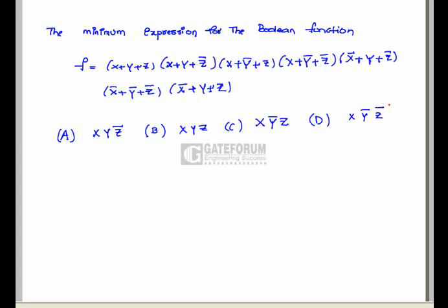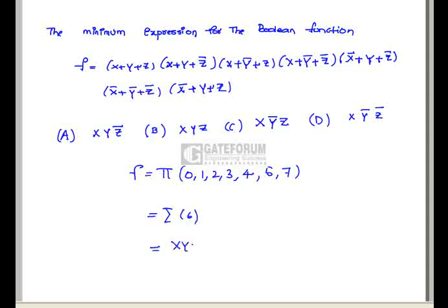Question is the minimum expression for the given Boolean function. Here f is given in the form of POS form, that is product of sum form, f equals pi of 0, 1, 2, 3, 4, 5, 7. So we can find the minimum expression in the form of SOP, that is sum of products form, that is f equals sum of 6, which equals x y z bar. Here option A is correct.